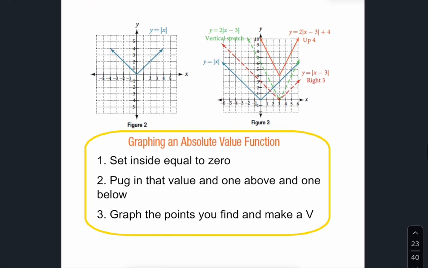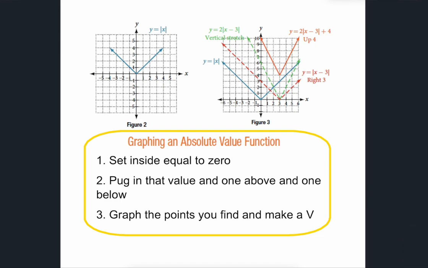So to graph an absolute value function, you're going to set the inside equal to 0. You're going to plug in that value and a minimum of 1 above that and 1 below that. And then you graph the points that you find to make a V. And setting the inside equal to 0 is a very good tactic for most of our parent functions. So as we learn about transforming and moving and changing all of our parent functions, we will find that that's a really good tactic to use.